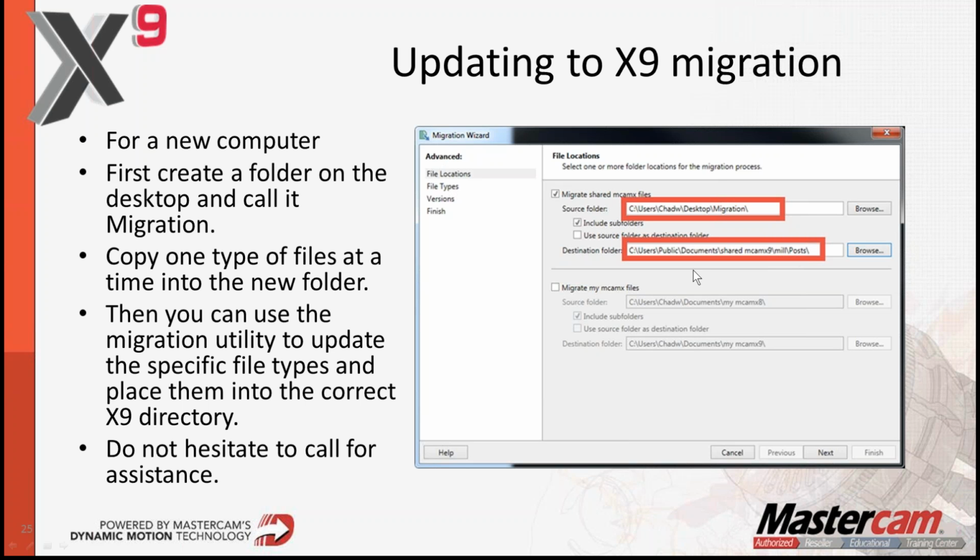Same thing with machine and control definitions. They're going to have the same destination folder, so you can convert those simultaneously, but you're going to want to choose the file types that you're going to convert.